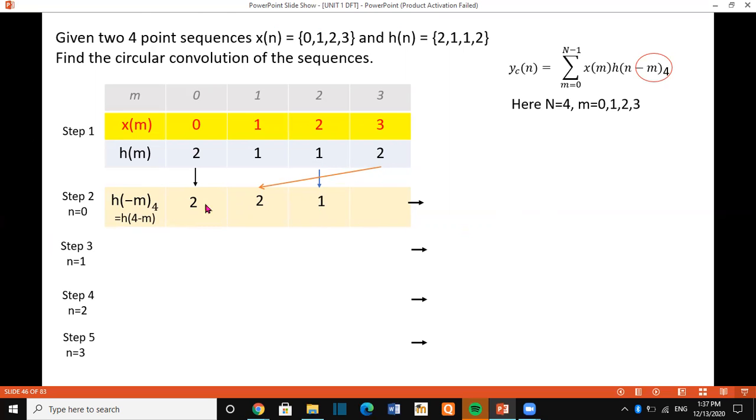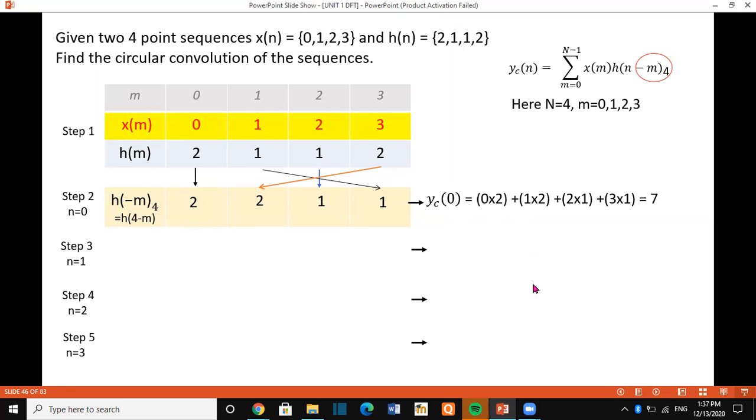Right? Now let's take the last sample point, that is h of minus 3. So h of minus 3 modulo 4 is nothing but h of 4 minus 3, which is nothing but h of 1. That means this h of 1 value, which is equal to 1, will come over here. So h of minus m modulo 4 is equal to 2, 2, 1, 1.